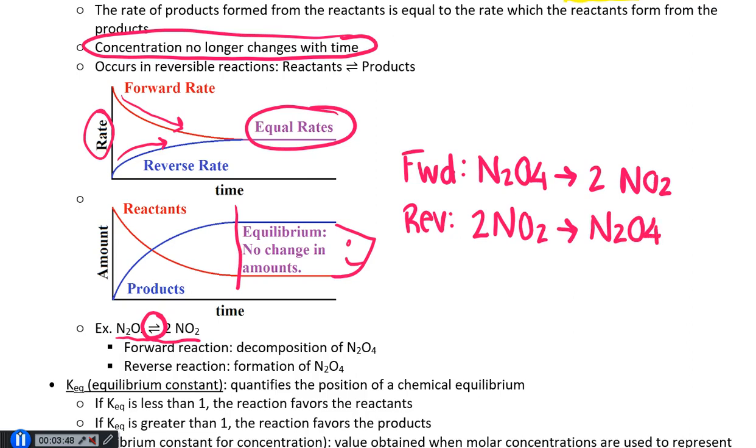So in a reversible reaction, these two reactions are constantly occurring. It's not static equilibrium. It's not like we reach equilibrium and nothing is happening. Our forward reaction is continuing to occur, the reverse reaction is continuing to occur, but they're happening at equal rates. If it's happening at equal rates, we're not going to have a change in concentration.